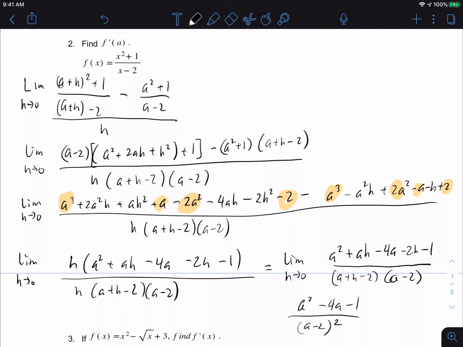Yeah, Sarah, you're right. Jared, she answered your question. That's our derivative. Ooh, that's terrible. Does that make sense?